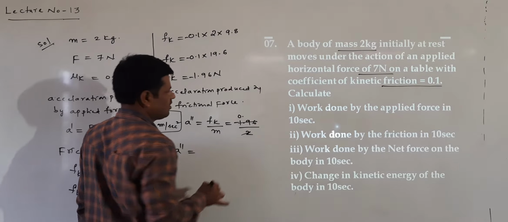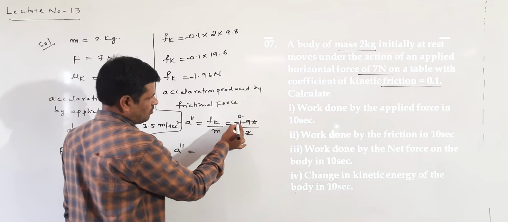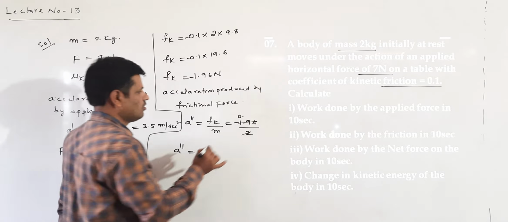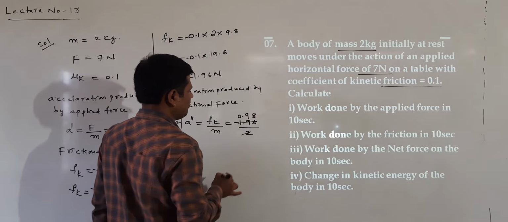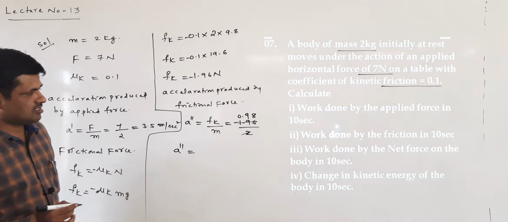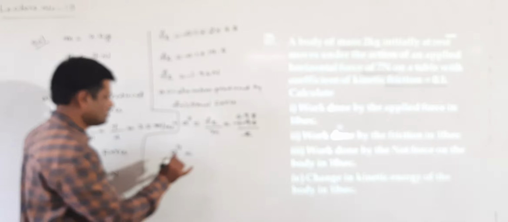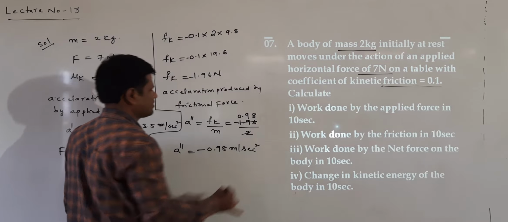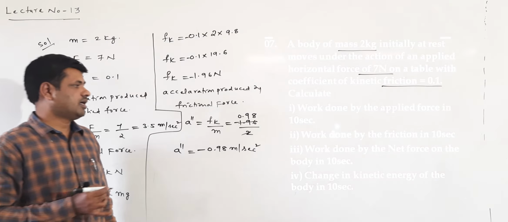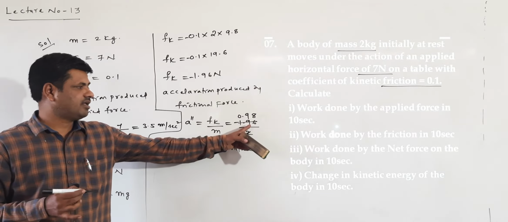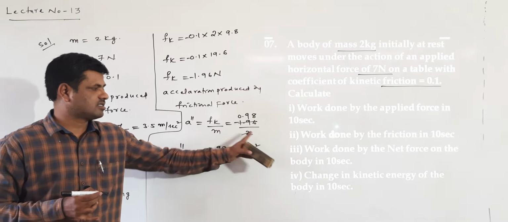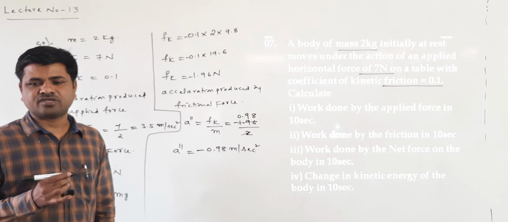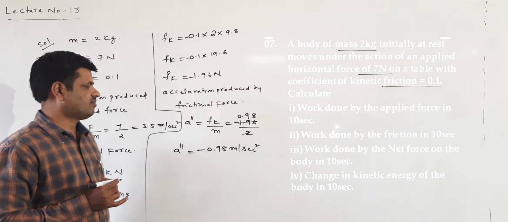2 ones are 2, 0. Now 19 means 0 point I have taken here. 2 9s are 18, 2 8s are 16, 2 9s are 18, 2 8s are 16. Minus 0.98 meter per second square. Right, here 2 9s are 18. 2 8s are 16. 0.98 meter per second square. This is the acceleration we are getting.